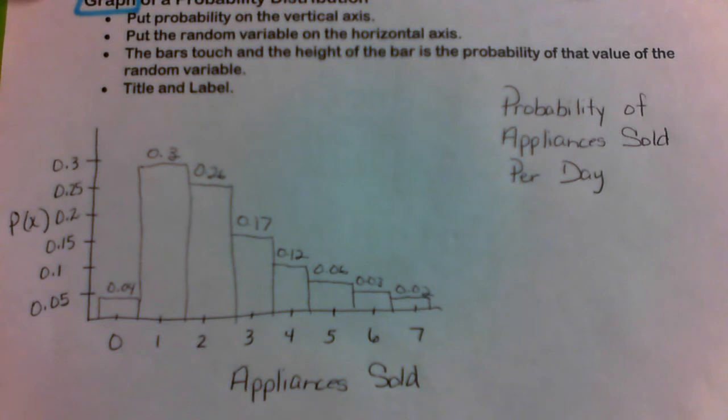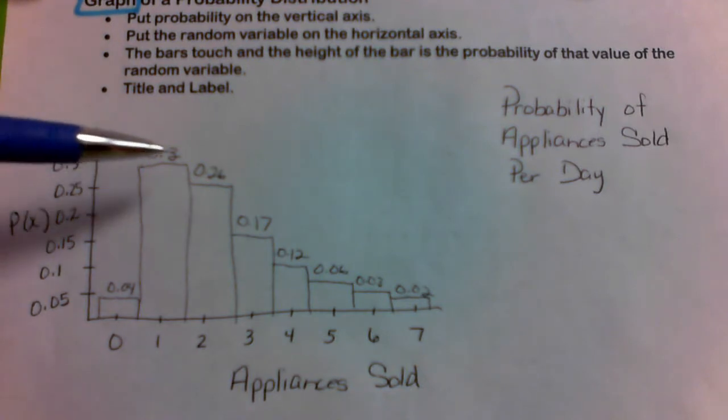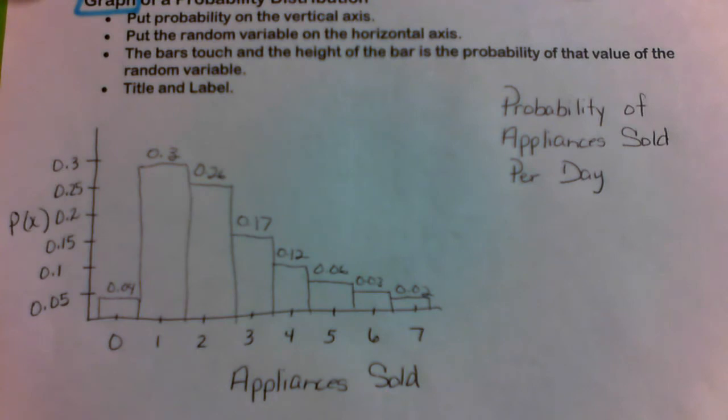Now, if I ask you what distribution shape this is, and remember our distribution shapes are symmetrical, uniform, skewed left, skewed right, or bimodal, this is obviously skewed right.